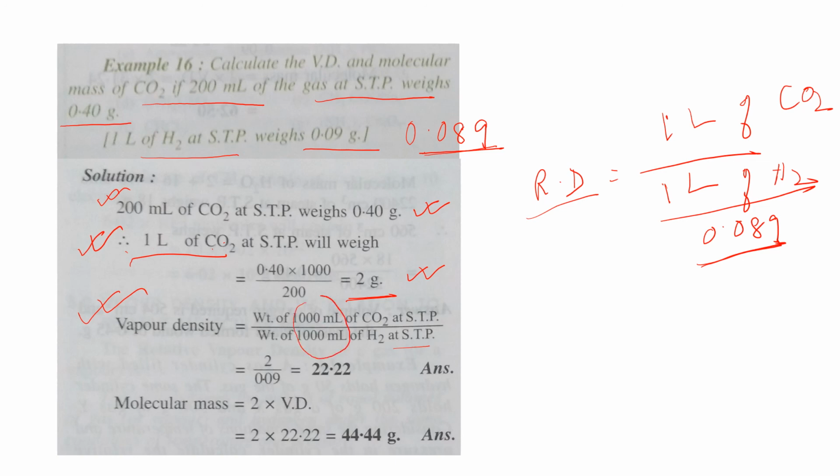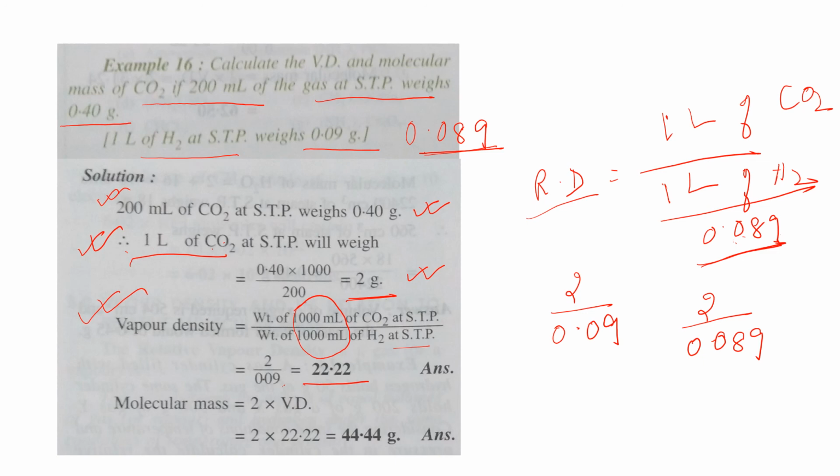I'm making the volume the same. So it is 2 by 0.09. In place of 0.09, you can write 0.089. Or you can just round it off, 0.09. In place of 2 by 0.09, in the answer it is written, you can write 2 by 0.089 also. So you are getting 22.22. That is only the vapor density.